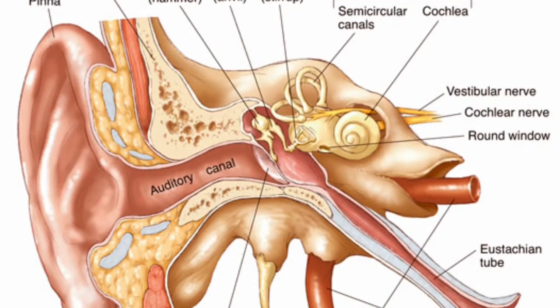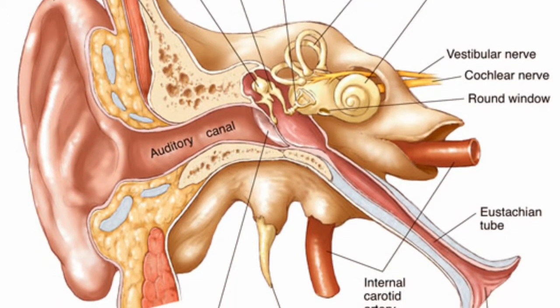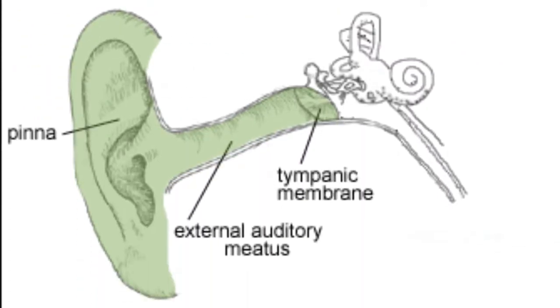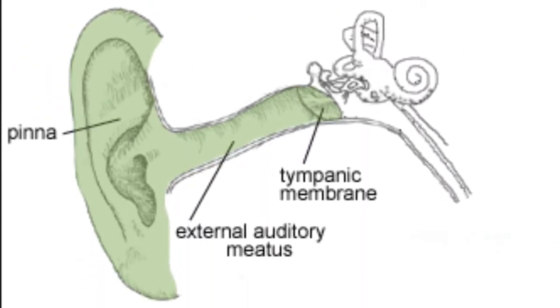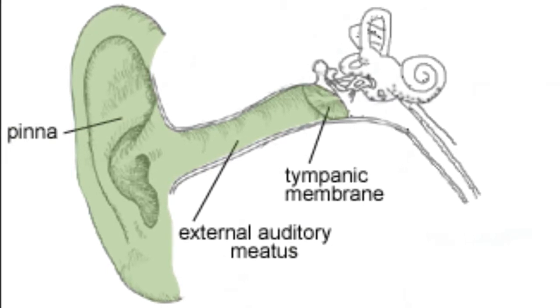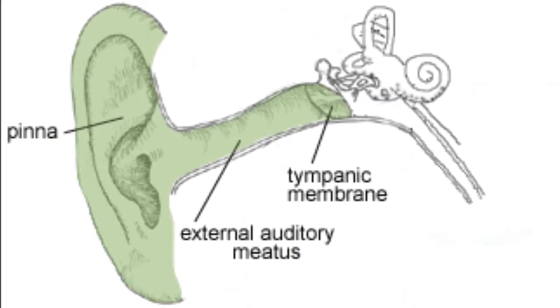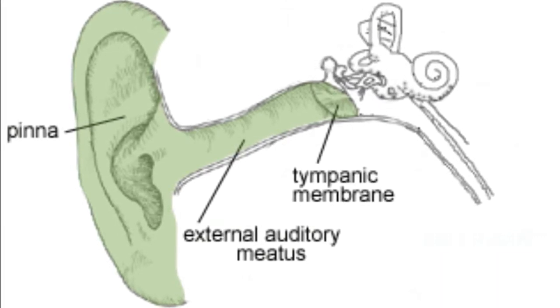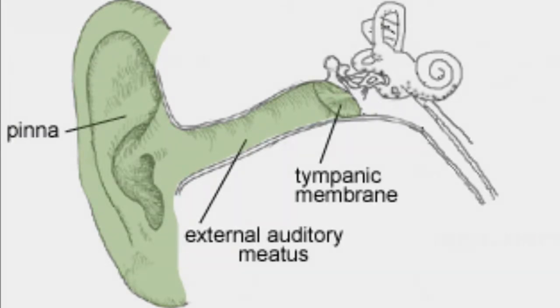Now that you know the basic parts of the ear and their functions, let's talk about how the ear processes sound. The outer ear's job is to collect and channel sound to the middle ear. The visible part of the outer ear is called the pinna. It is made of ridged cartilage covered by skin. Sound funnels through the pinna into the external auditory canal.